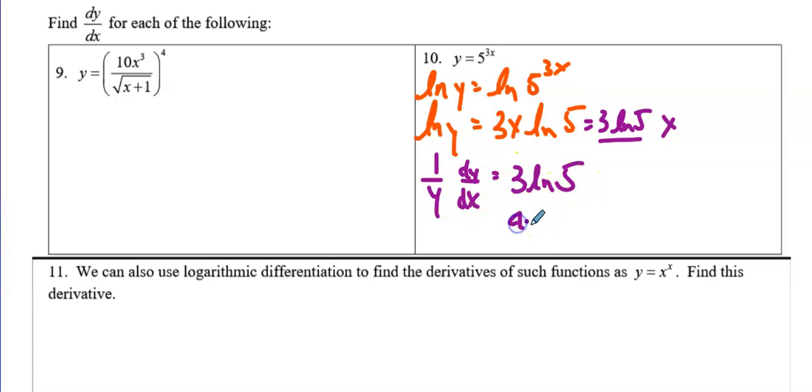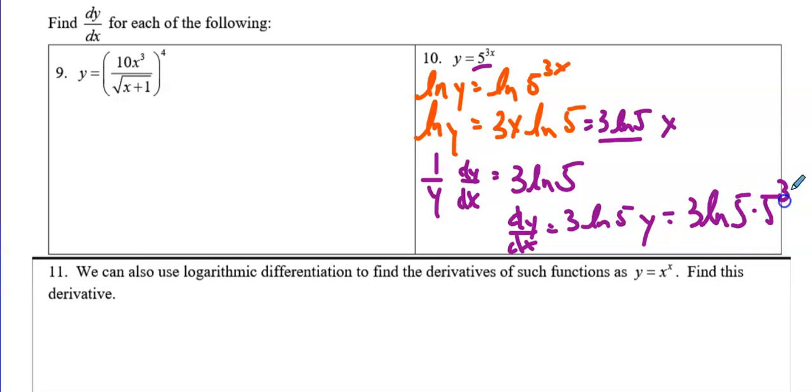And now if I want dy dx by itself, I'm going to multiply both sides by y. And so I'm going to get this times y, and then I already know what y is. So my answer is going to be 3 natural log of 5 times 5 raised to the 3x power. And this is the answer to your problem.